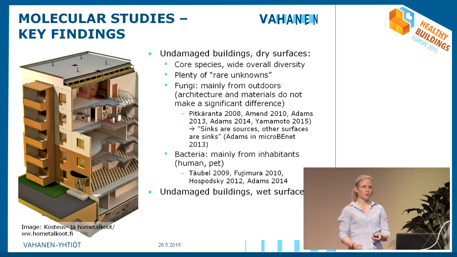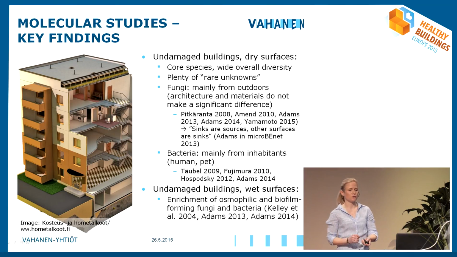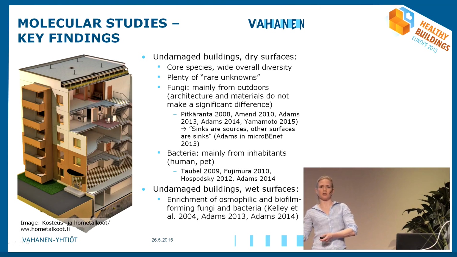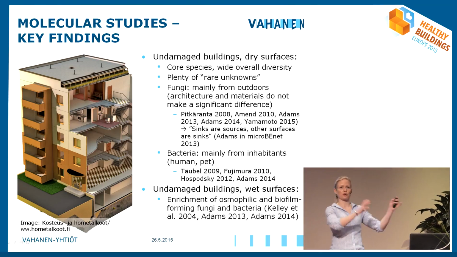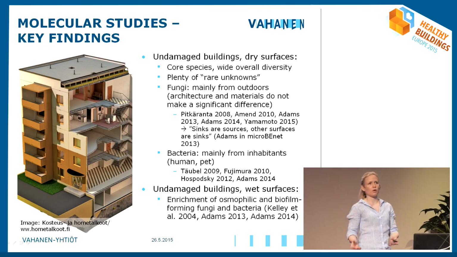And in undamaged buildings, wet surfaces, as I said, sinks are sources. We can see an enrichment of osmophilic and biofilm-forming bacteria and fungi, for example, in drains and sinks and shower curtains and like surfaces that are wet often. So these are the sites where microbes proliferate and really can produce something in normal buildings.